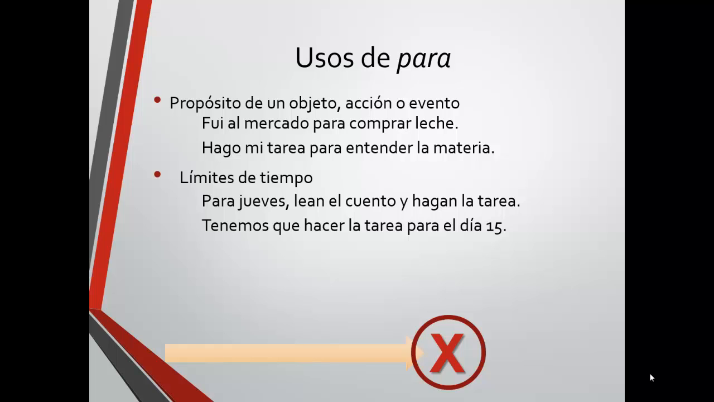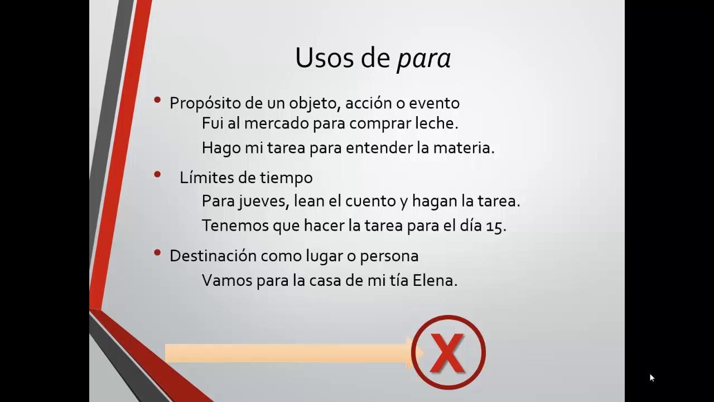Finally, we use para to describe the destination of the action, going to a place or towards a person. We see this in sentences like, "vamos para la casa de mi tía Elena," or "caminé para la playa porque necesitaba pensar." We can see that in the para phrase in each of these sentences, there is a place that is a goal, either my Aunt Elena's house or the beach.